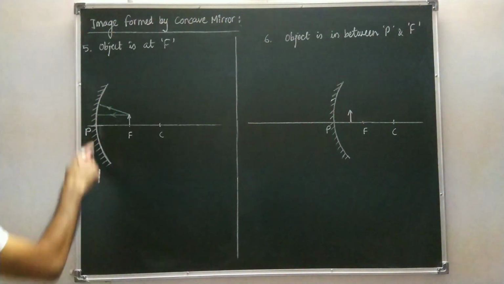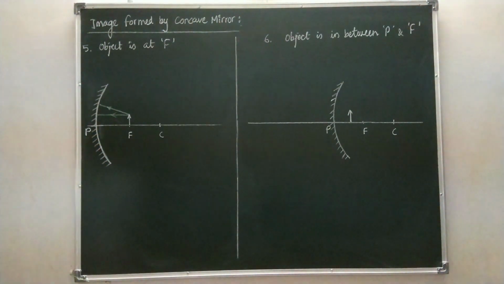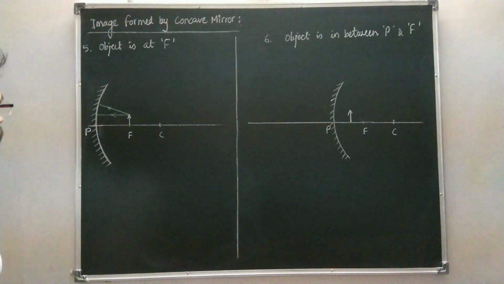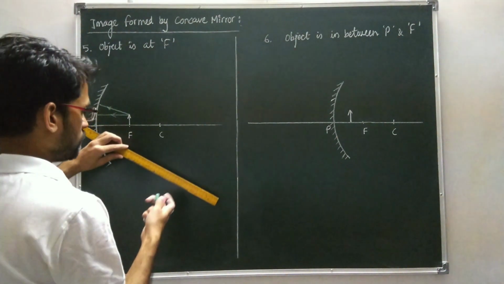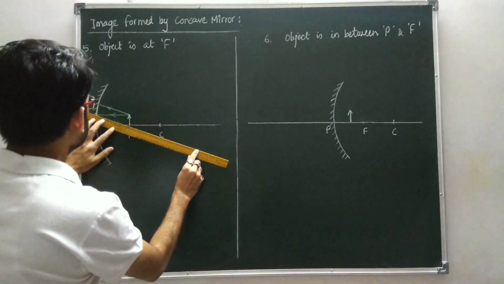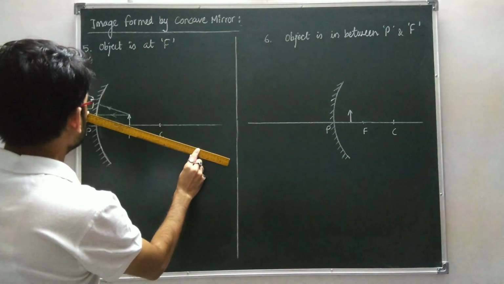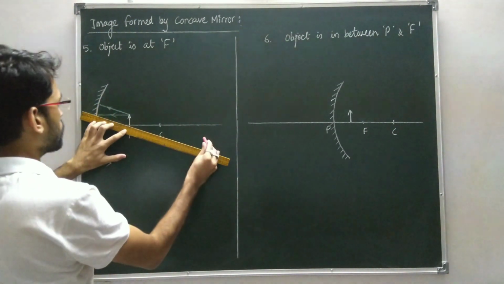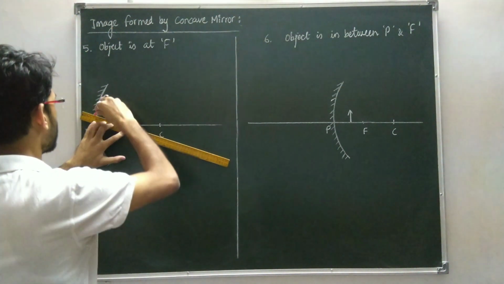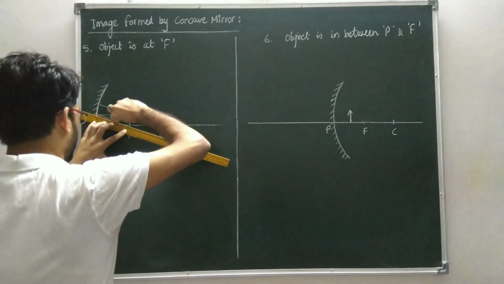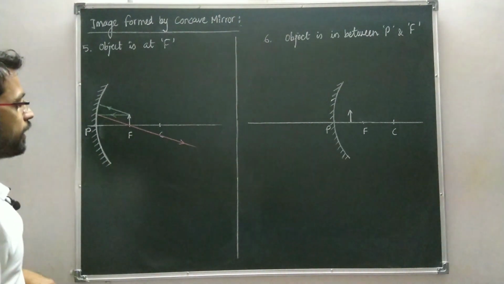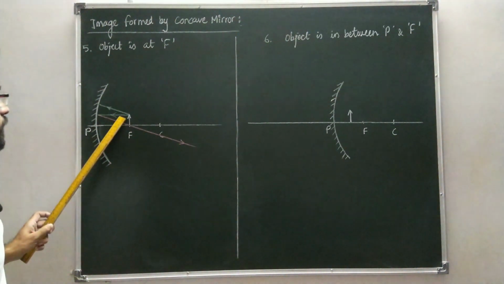Then the first reflected ray corresponding to the first incident ray, which is parallel to the principal axis, the reflected ray will pass through focus. Okay, so this is the reflected ray corresponding to the first incident ray.